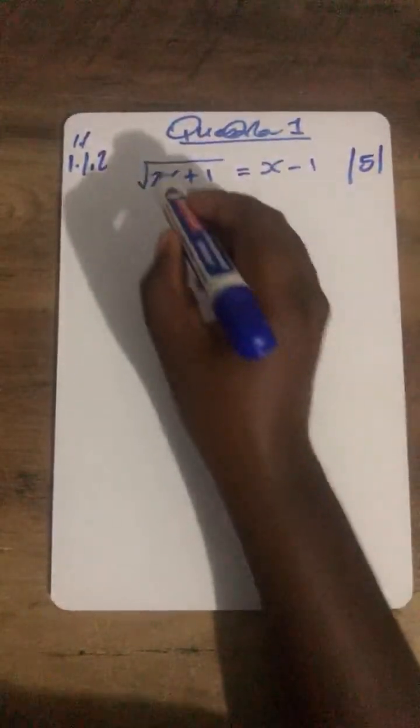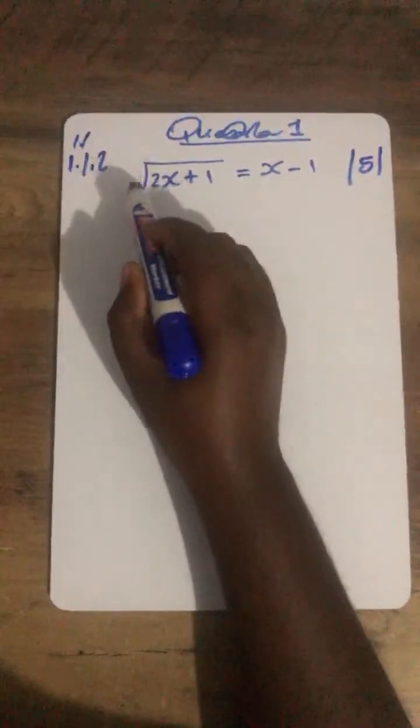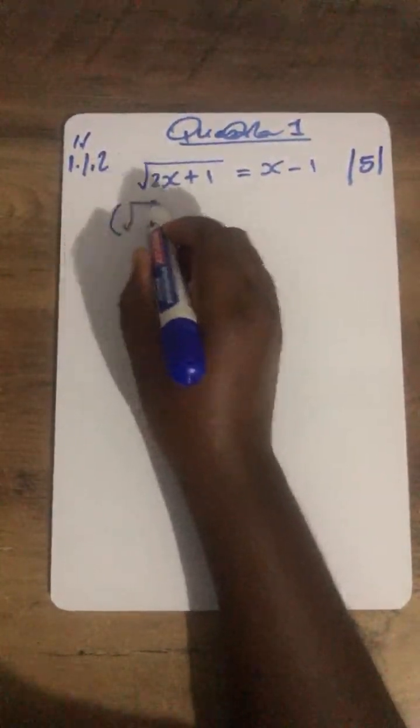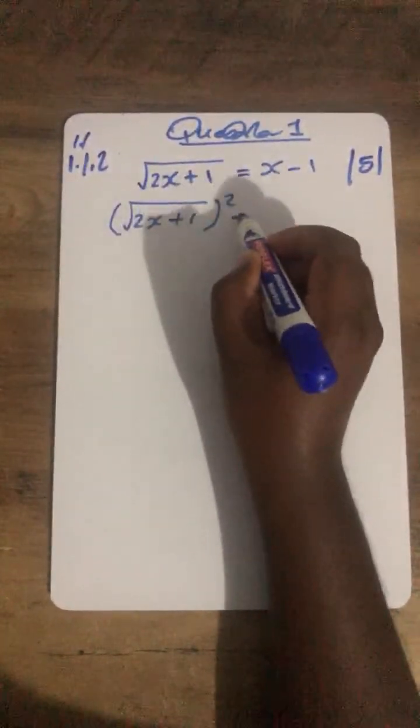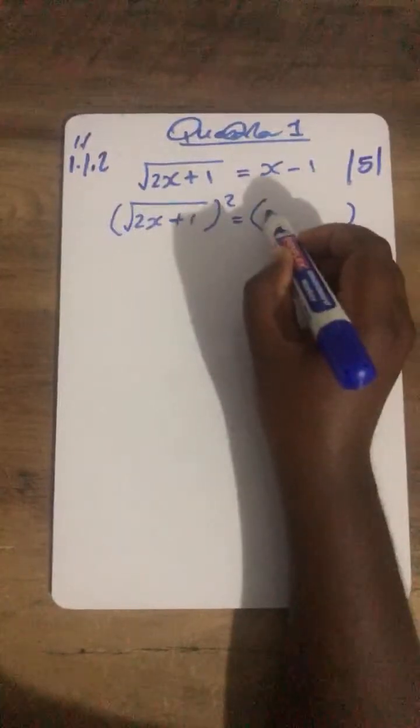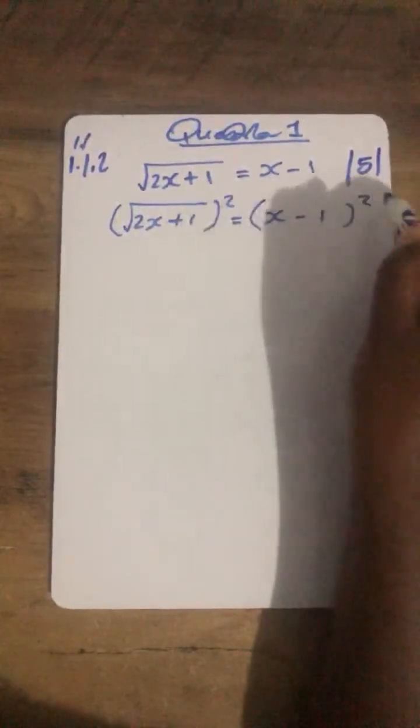So remember, guys, the first thing you need to do is to remove the square root. So that is why you are going to square this inside the brackets, and again you are also going to square that, because remember, whatever you do on the left, you do on the right.